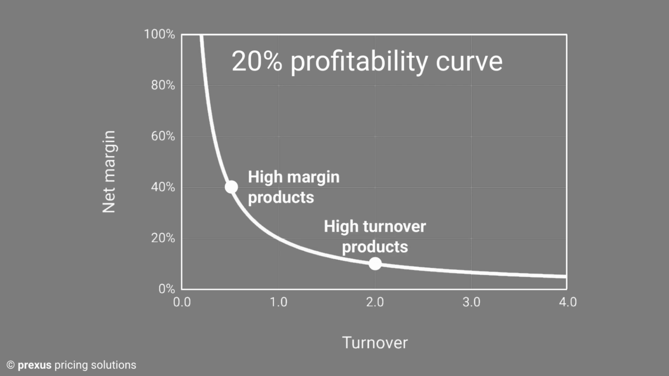But even within a single business, there can be products and services with high margins, like Peter's business, and others with high turnover, like John's. This doesn't mean that some products are better or worse than others. It simply means they play different roles in the portfolio. Some are margin intensive and others are turnover intensive.